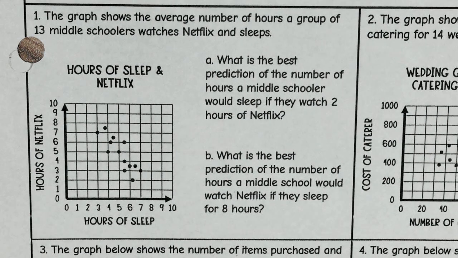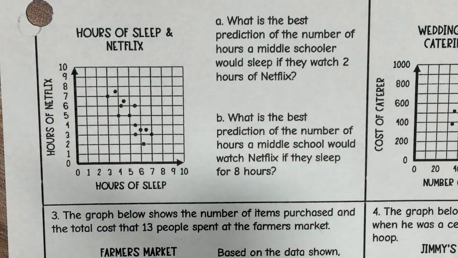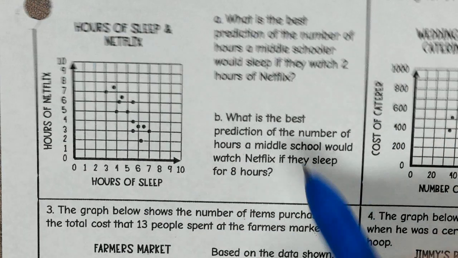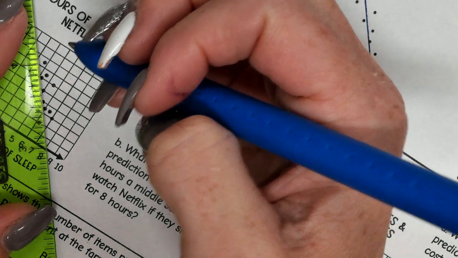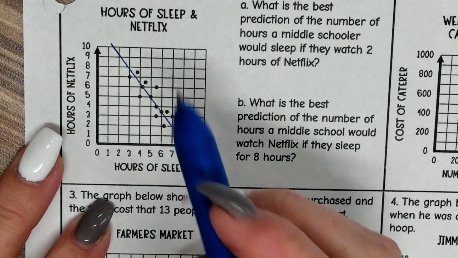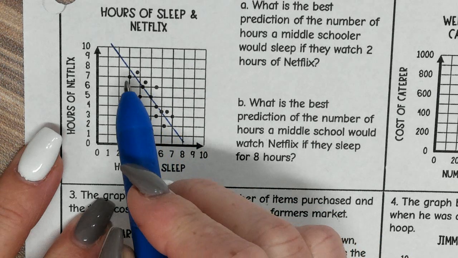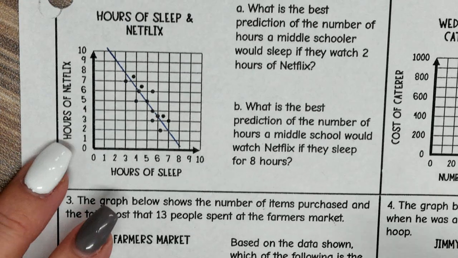Number 1, the graph shows the average number of hours of a group of 13 middle schoolers, how much they watch Netflix and sleep. So here's sleep, here's the Netflix. We're going to draw a trend line to answer these questions. So if your trend line is not drawn good, then your answer is going to be off. So here's my trend line. I think I did a pretty decent job. There's quite a few dots below, quite a few dots above. I might have could shift it a little bit, but let's see how I do for my answer.